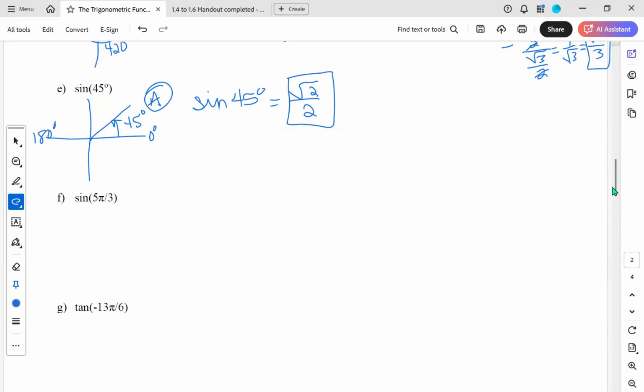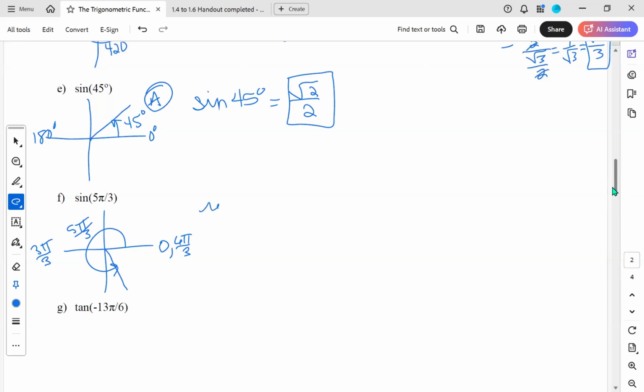All right. Next, we have 5 pi over 3. So I'm going to start with 0. This is radians. This is going to be my 3 pi over 3. Then I have 6 pi over 3. So my 5 pi over 3 is landing right here. Don't worry about if you've done it before or not. Keep practicing every time of getting those angles. So this is 5 pi over 3 here.